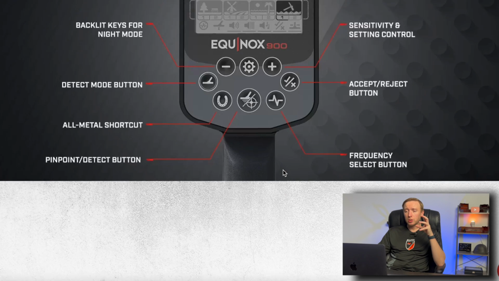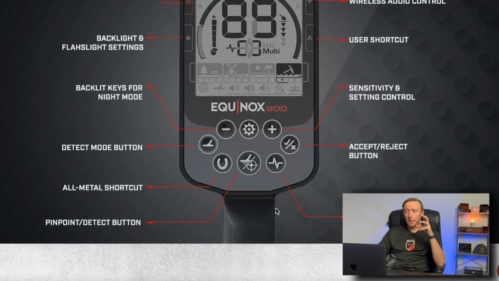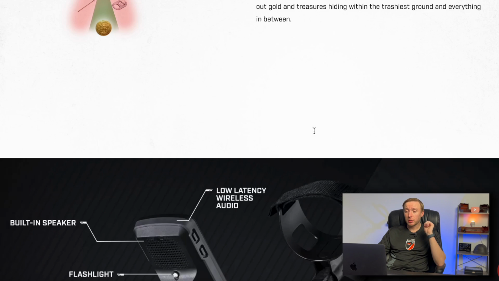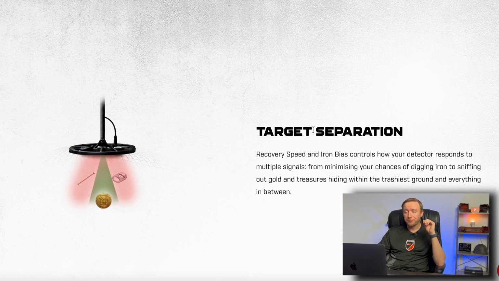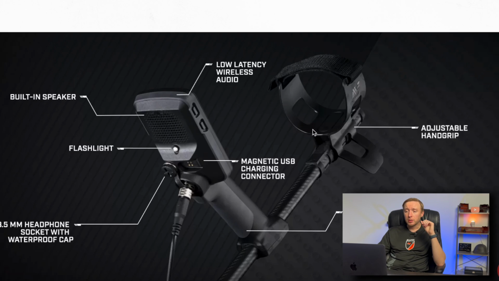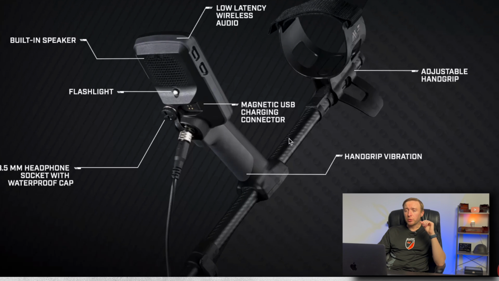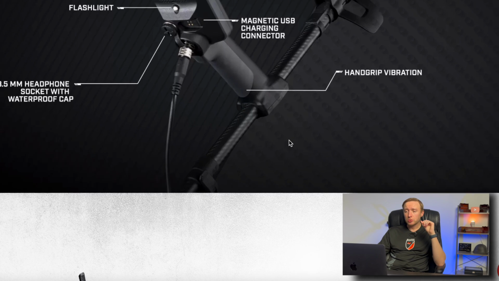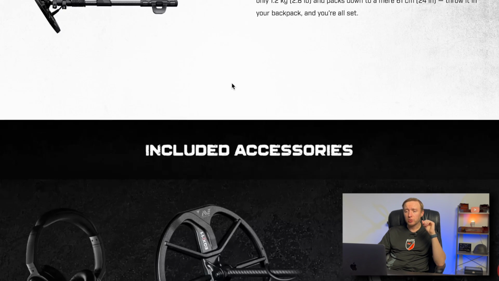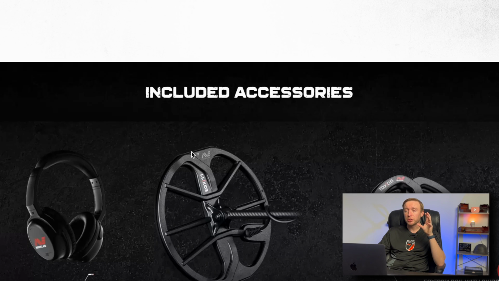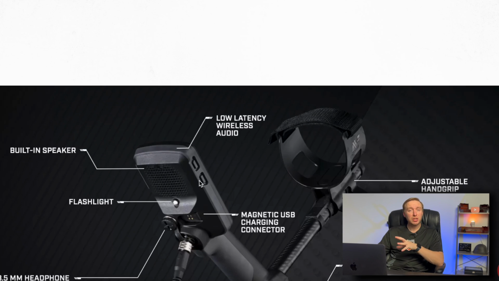And this is how the control unit looks. It has better target separation than before, and a flashlight, and the speaker is built in. It's light and compact, look at how small a package this goes into. I love the new carbon shaft, but let's jump in to check the specs in detail.